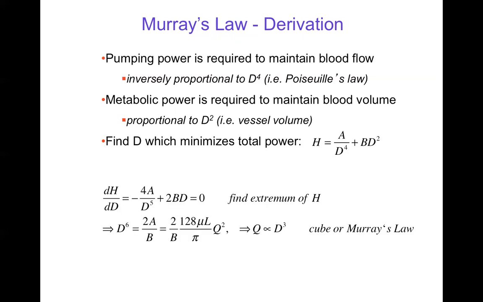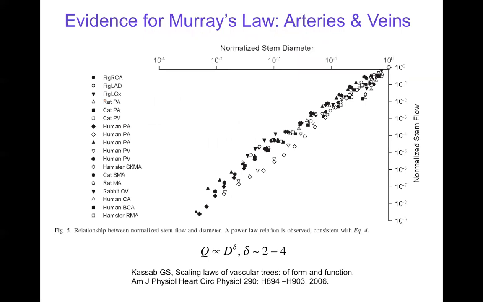So we can take dH/dd and try to find the extremum of H. We set that to 0, right? Using calculus, we just find the extremum. And so our solution in the end is that Q goes like d cubed. So flow goes like diameter cubed, and that's the cube law or Murray's law.